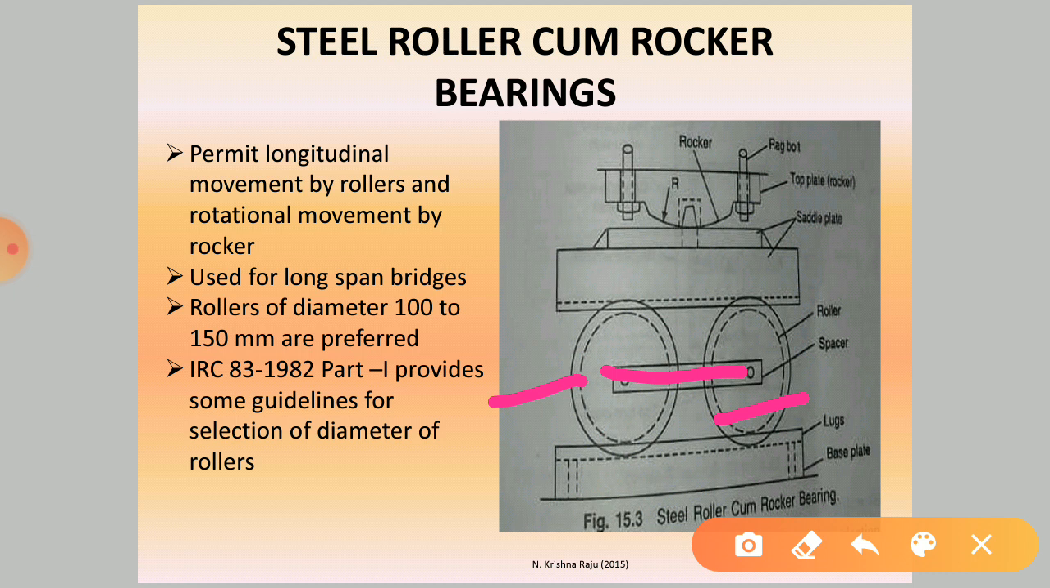These types of bearings are used for long span bridges, mainly for long span bridges. The rollers used in these bearings are 100 mm to 150 mm. Now, the guidelines on how to select the diameter and the various dimensions of these bearings are given in IRC 83 1982 Part 1, or you may prefer this IRC code.